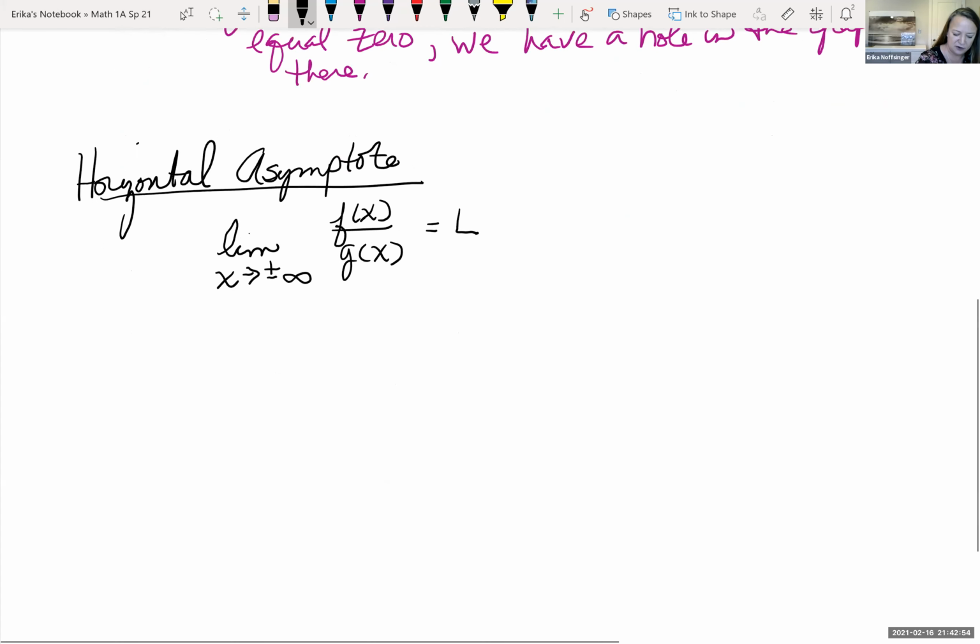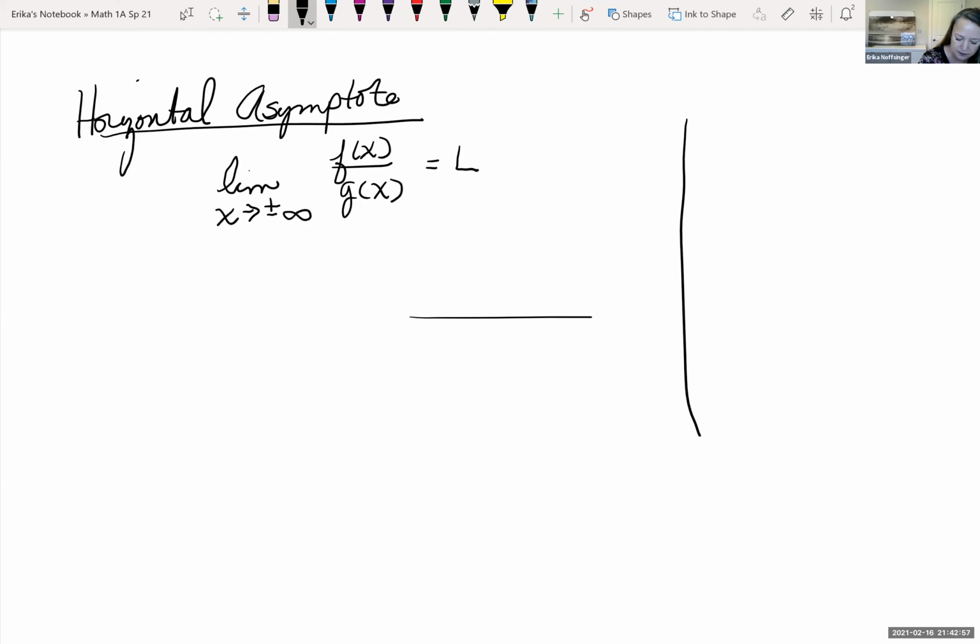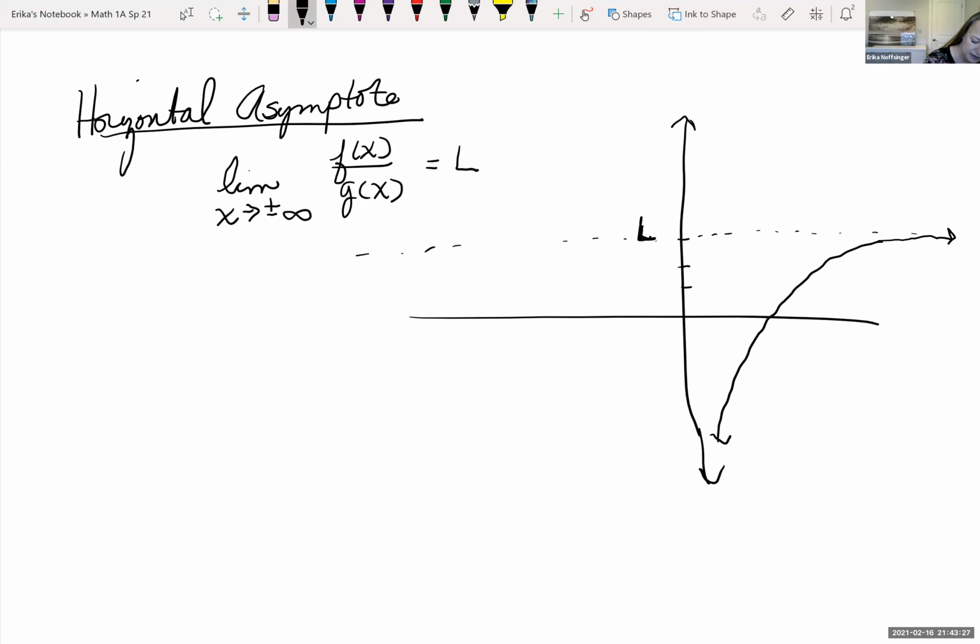So if we were to look at what this looks like on a graph, again, we denote asymptotes usually with a dotted line. So maybe this is where L is. And as your function is going off to infinity, this graph is going to get closer and closer to this line y equals L. So there's an example of what could be happening. It might come down like this. And as we're going to negative infinity, we're also heading towards the y value of L.